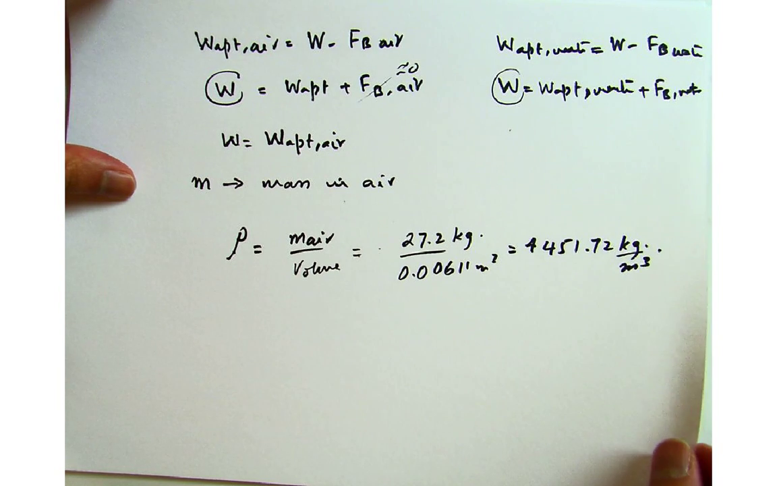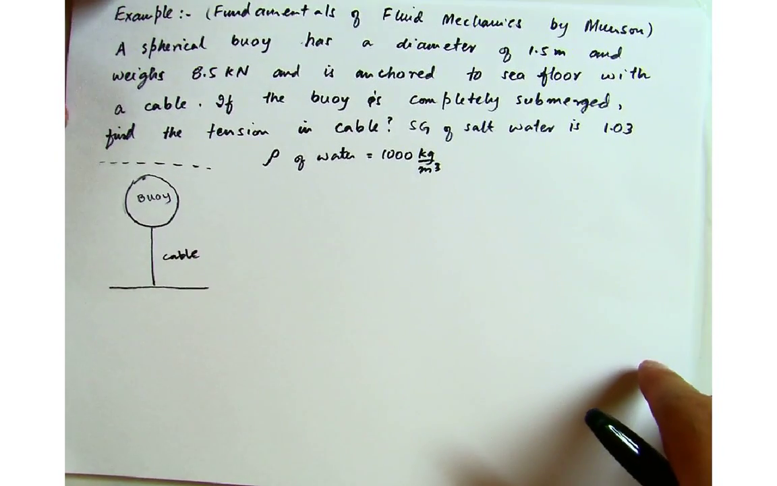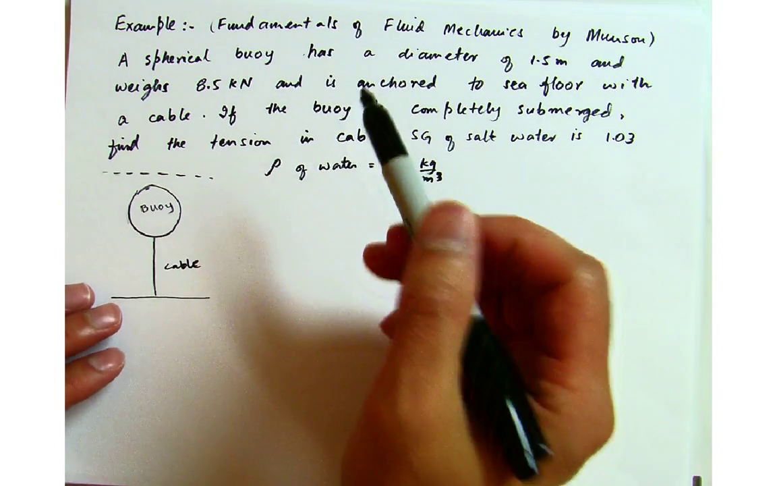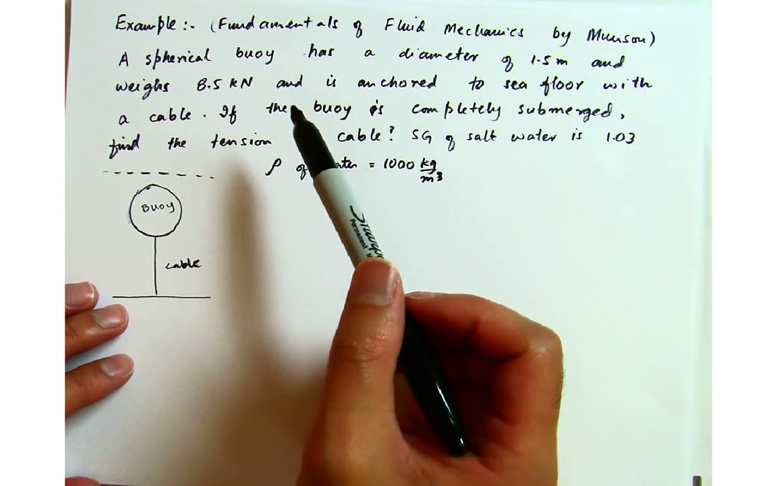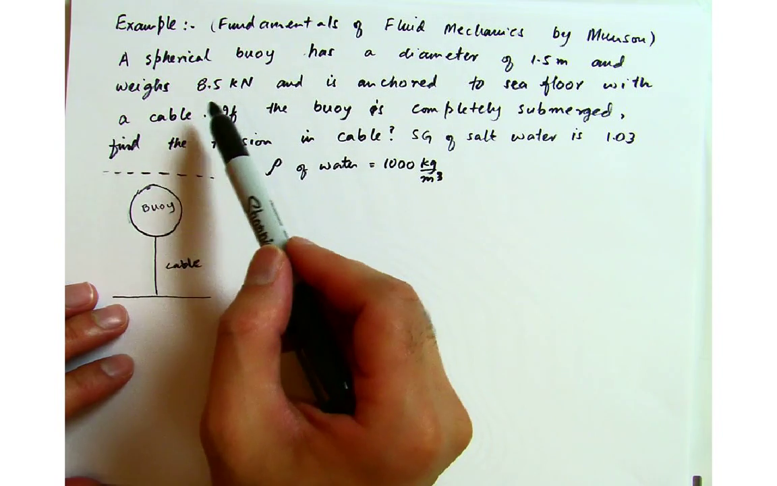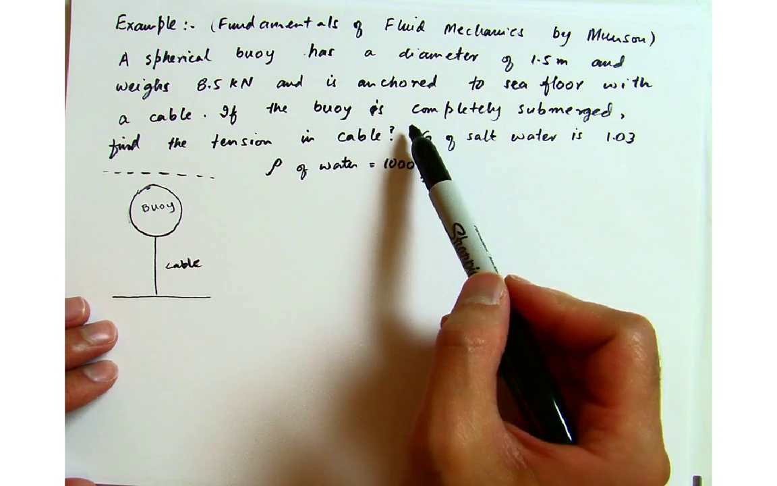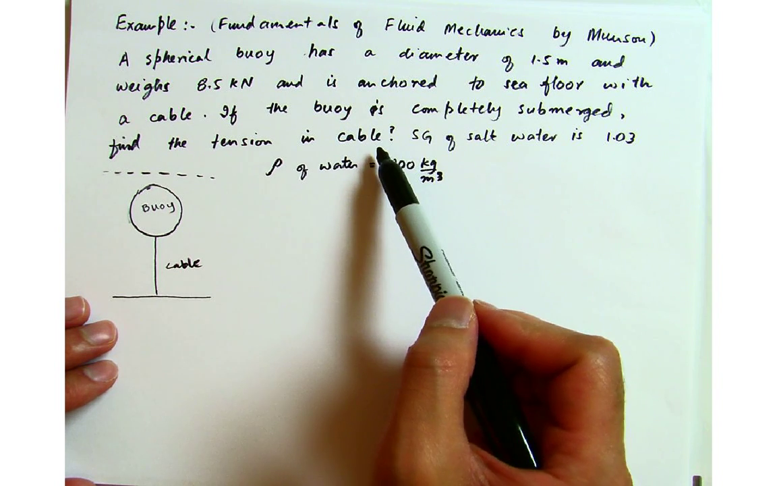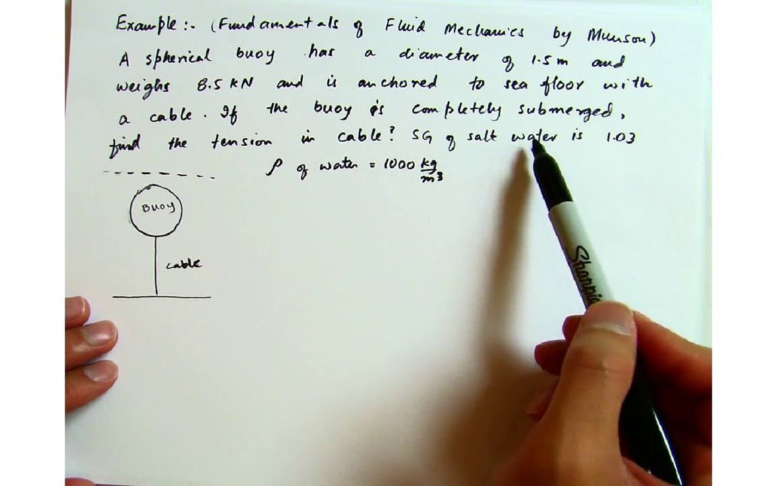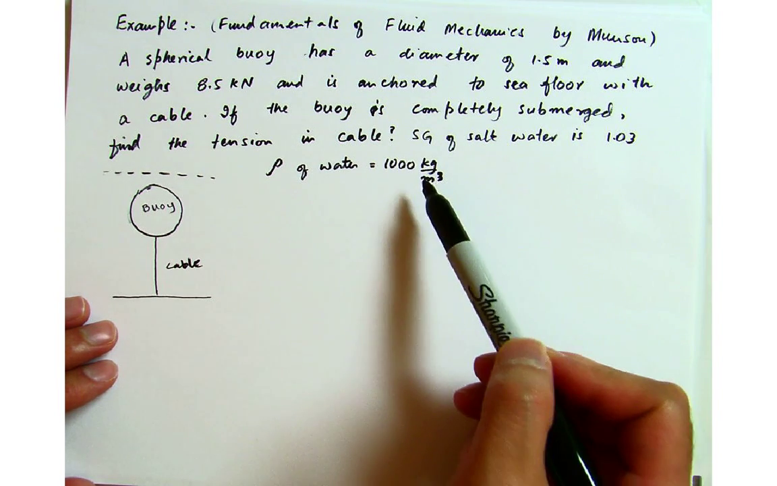Alright, so here is the first example that I just did for the buoyancy, and let's take another example and try to see how this problem can be solved using buoyancy principles. This example I took from the Fundamentals of Fluid Mechanics by Munson, and it says: a spherical buoy has a diameter of 1.5 meter and weighs 8.5 kilonewton and is anchored to the sea floor with a cable. If the buoy is completely submerged, find the tension in the cable when the specific gravity of salt water is 1.03, and I can take the density of water to be 1000 kg per meter cube.